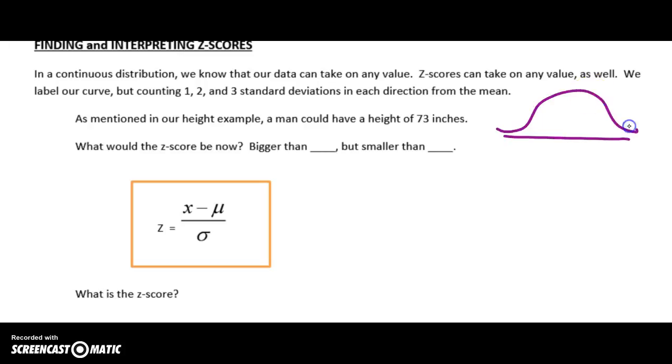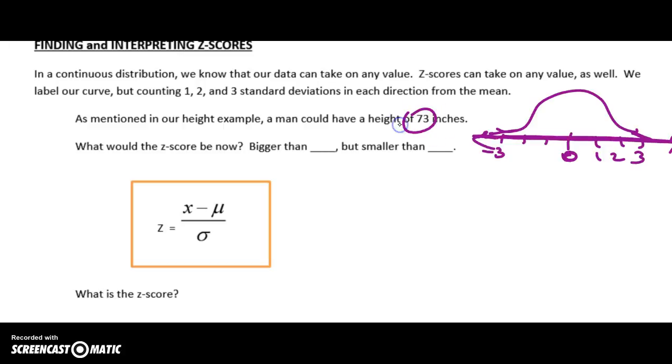So even though when we have a z-score, our mean would be 0 because it deviates 0 from the mean, and then we count out 3 standard deviations in each direction, we really have a continuous curve. This really does go on in each direction. It's just very, very unlikely to have a z-score bigger than 3. So we count out our 3 standard deviations in each direction, and that's what a z-score is.